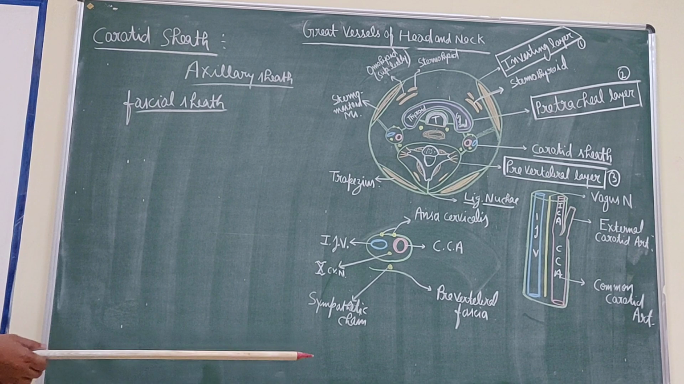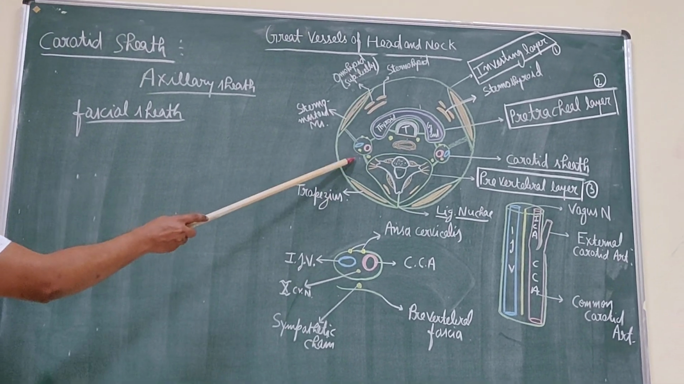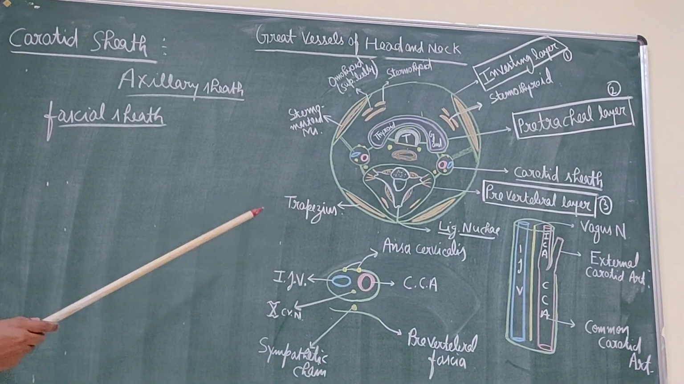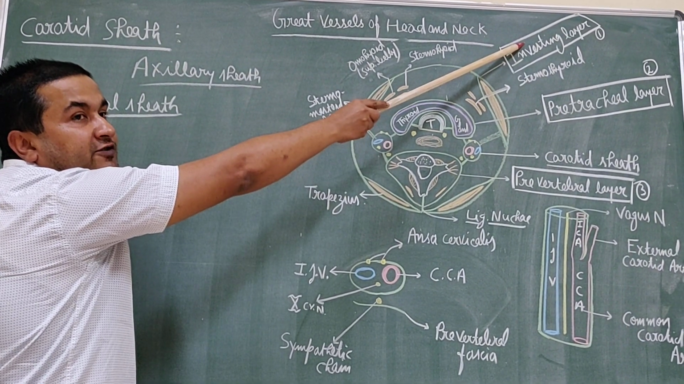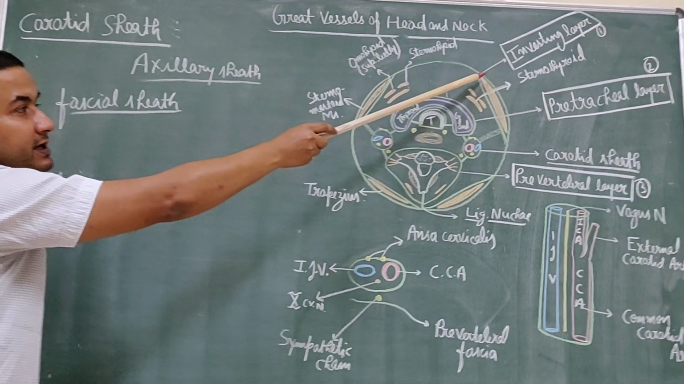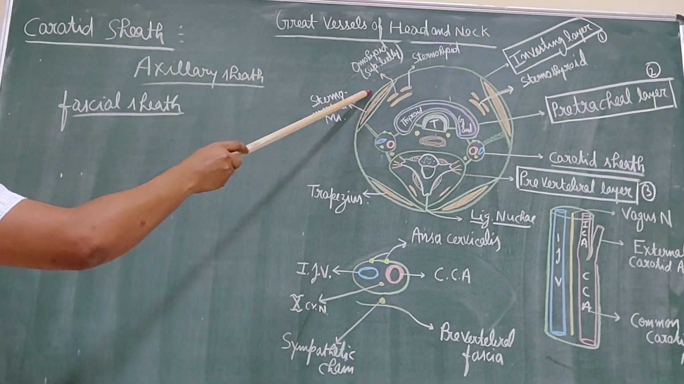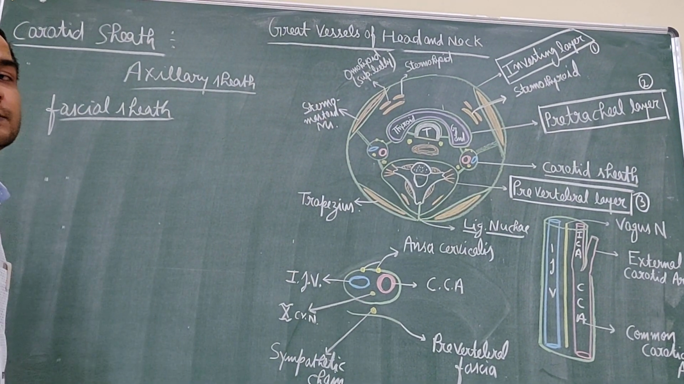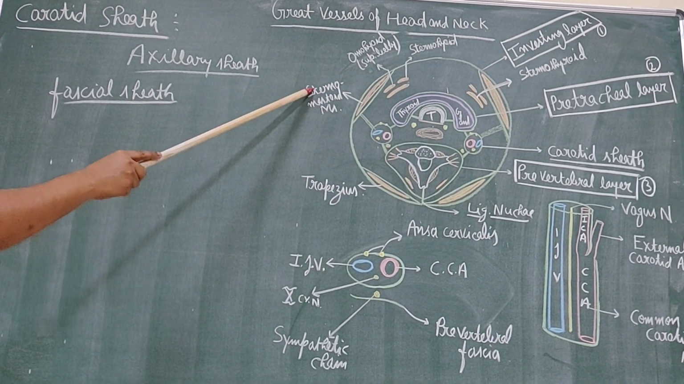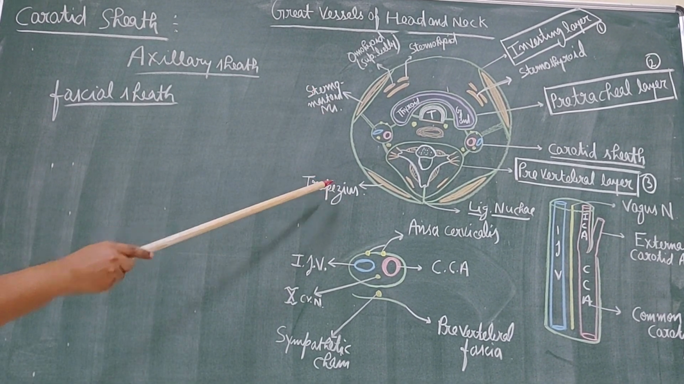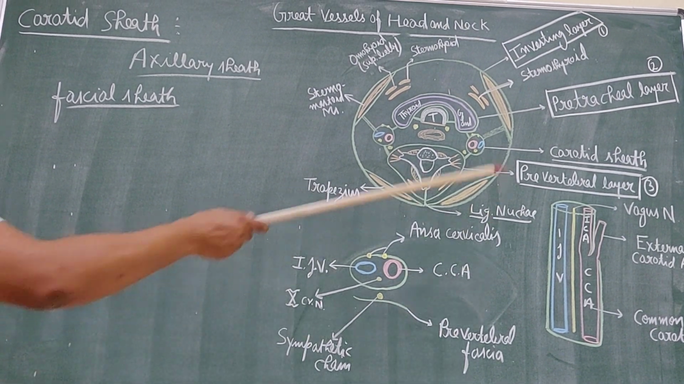In this diagram, this is the transverse section of the neck. There are three layers of the deep fascia. First, it is the investing layer. The investing layer encircles the neck like a collar. It splits to enclose the two muscles, sternocleidomastoid and trapezius. This is the first layer.